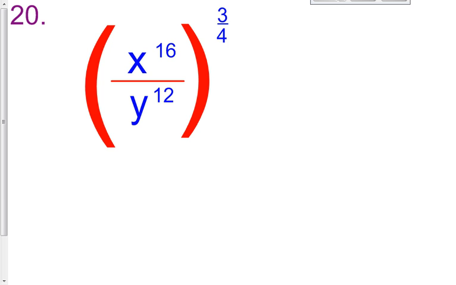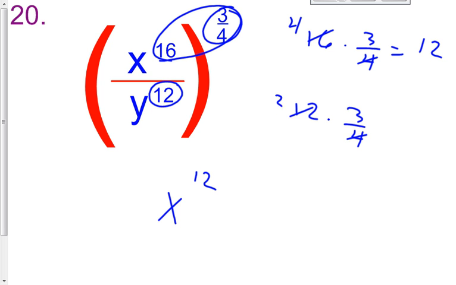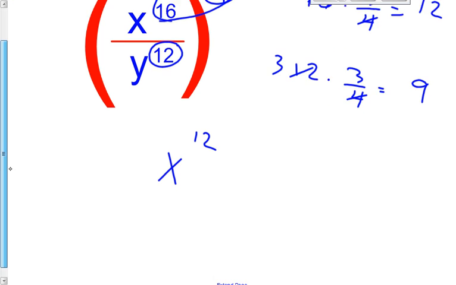When you have a power raised to a power, you multiply. So 16 times 3/4 ends up being 12. So in the numerator, you get x to the 12th. Same thing here in the denominator. With a power raised to a power, you multiply. So 12 multiplied by 3/4, you get 9. So in the denominator, you get y raised to the 9th.